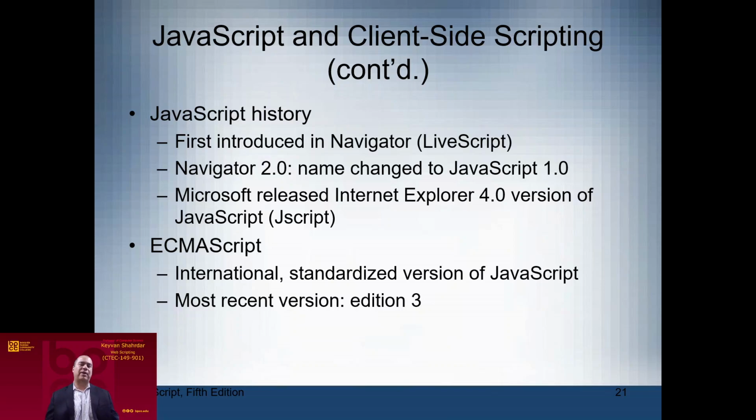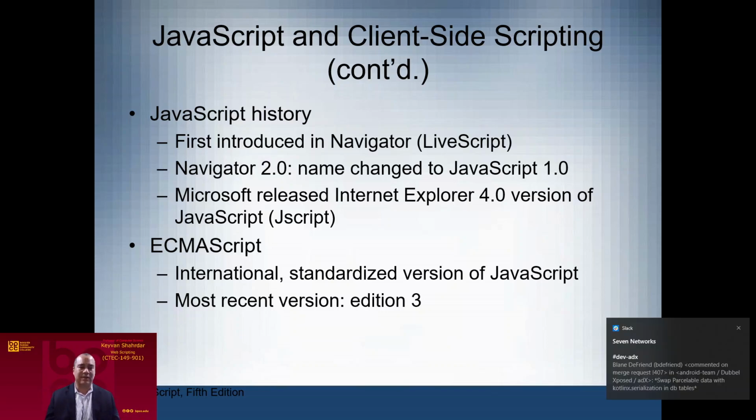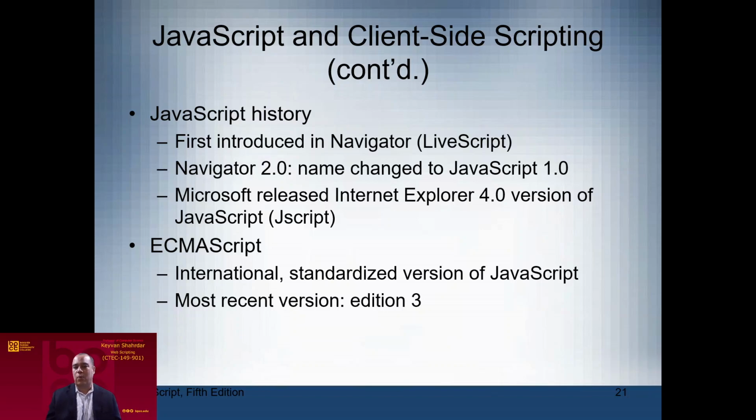So let's talk a little bit about the JavaScript history. It was first introduced in Navigator, and it was known as LiveScript. This is way back in the 90s. And in Navigator 2.0 the name changed to JavaScript 1.0. Microsoft released Internet Explorer 4.0, and they had their own version of JavaScript, which was called JScript. ECMAScript is an internationally standardized version of JavaScript.